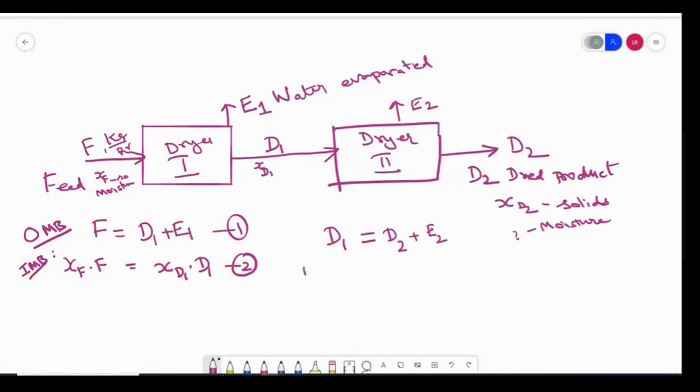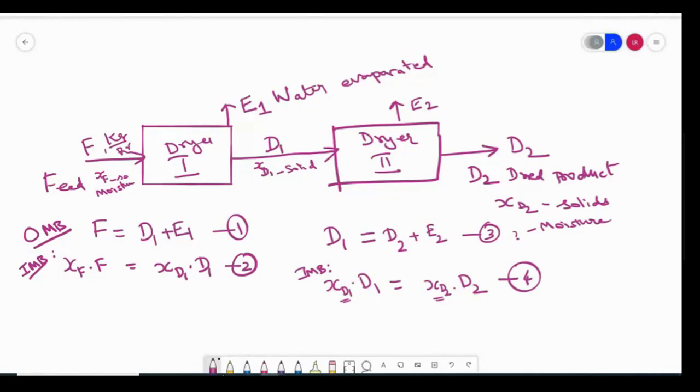So we should be able to write individual material balance for these solids. XD1 is the solid percentage in the feed. So what is the individual balance? XD1 into D1 is equal to XD2 into D2. These are mass fractions. XD2 is the mass fraction of solid in the stream that is leaving as the dried product from dryer 2. So these four material balances we will be using if you want to solve numericals in this case.